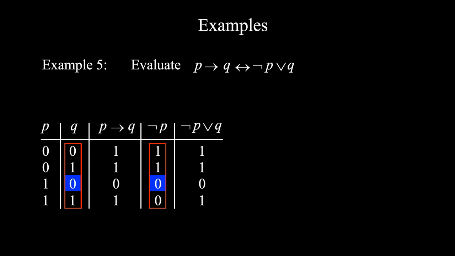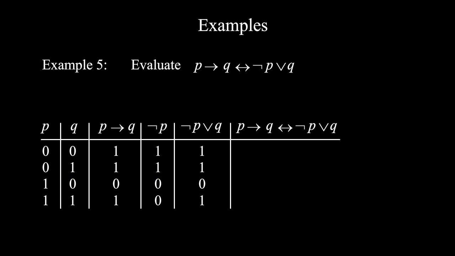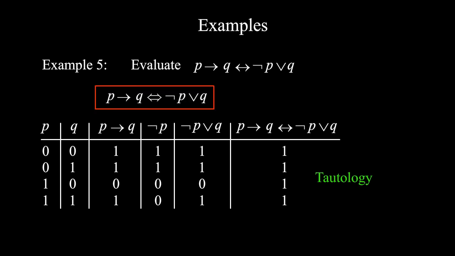Finally, we evaluate the main proposition in the last column. We put ones in the rows where the values of third and the fifth columns are the same. We can see that the values of this proposition are all ones. So, this proposition is also a tautology and we write like this. We call this equivalence the implore law. Implore stands for implication or.